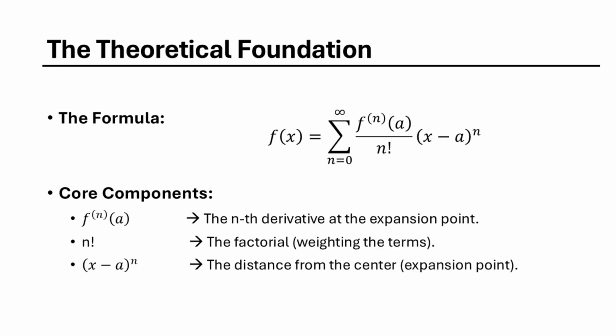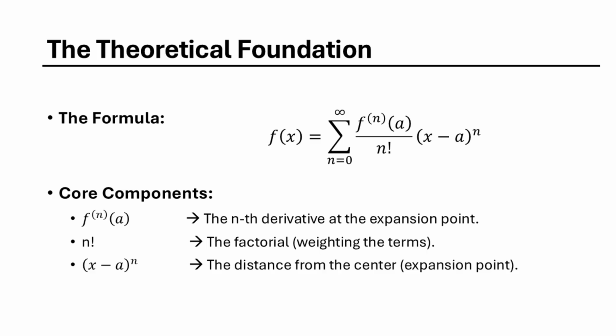The theoretical foundation. So, how does it work? The basic idea is that we can perfectly describe a function f of x if we know its value, and the value of all its derivatives, at just one single point, which we call the expansion point or the center, labeled a. Take a look at the general formula. f of x equals the sum from n equals 0 to infinity of f^(n) of a divided by n factorial, times (x minus a) to the power of n.